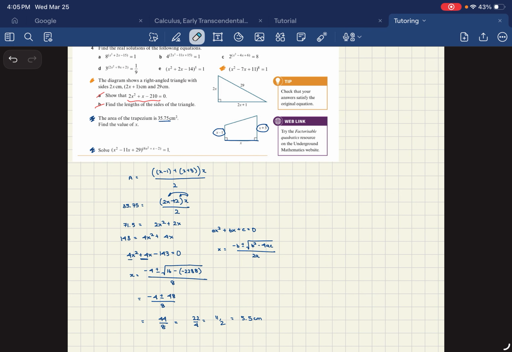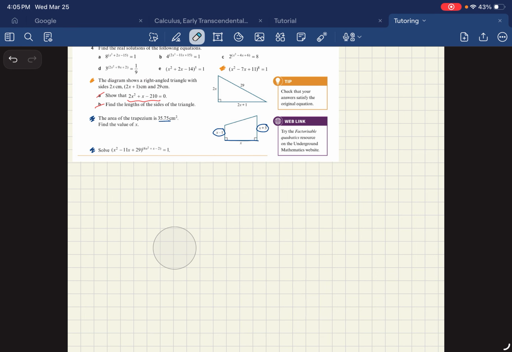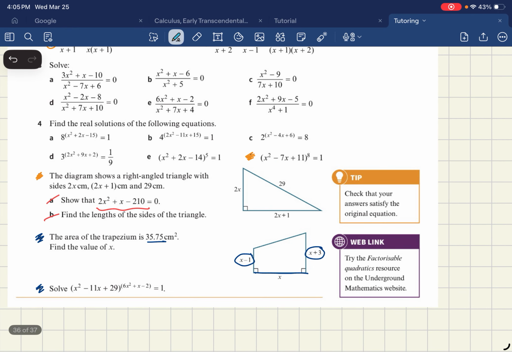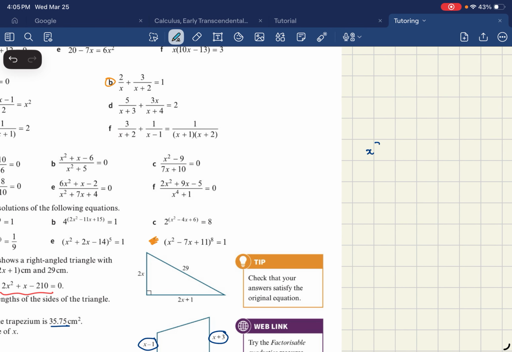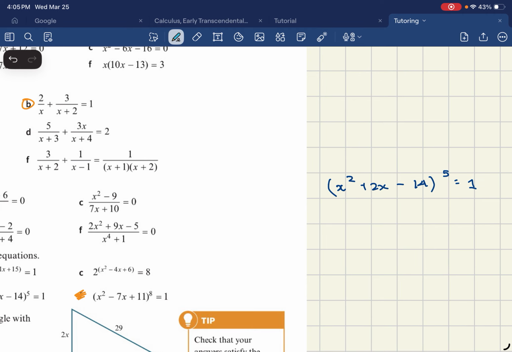And I remember I also finished part F for you. So let's look at something else. So let's solve E. E says x squared plus 2x minus 14 to the power of 5 is equal to 1. So what base raised to the 5th power gives me 1? Well, the only possible answer in this case, because 5 is odd, is positive 1.